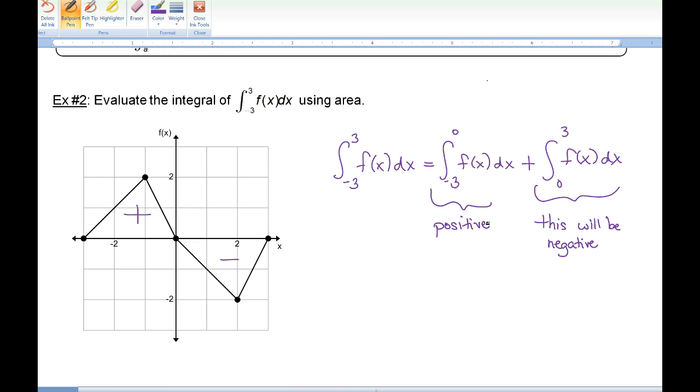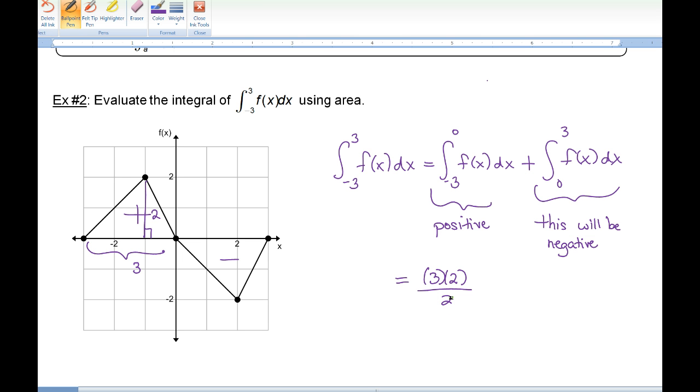Just remember, if you're just evaluating the integral, I'm not asking for the total area or anything like that. I'm just asking you what is the integral. So we want to count this as a positive area, this is a negative. So here, what's the base of this? This has a base of 3 and a height of 2. So base times height divided by 2.